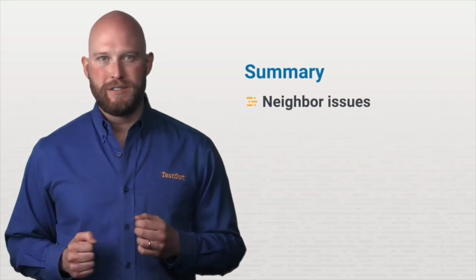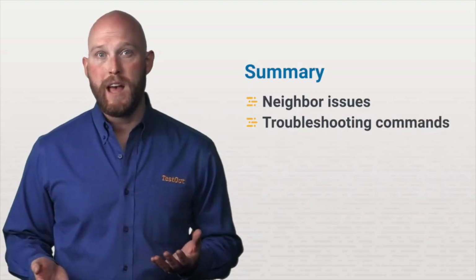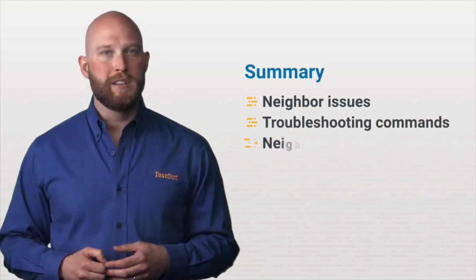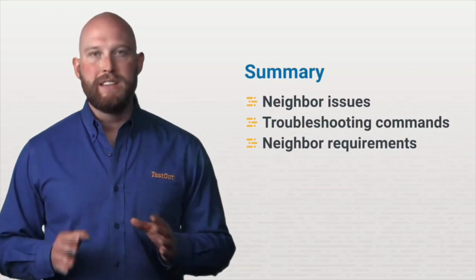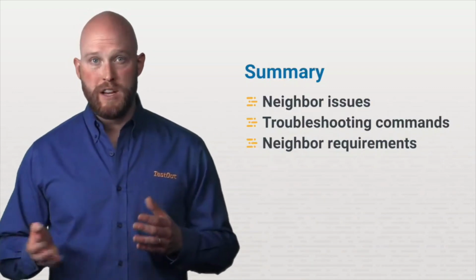That's it for this lesson. In this lesson, we reviewed neighbor issues. We discussed troubleshooting commands to help you narrow down problems. Then we looked at neighboring requirements for both OSPF and EIGRP. These can prevent routers from becoming neighbors and sharing information.